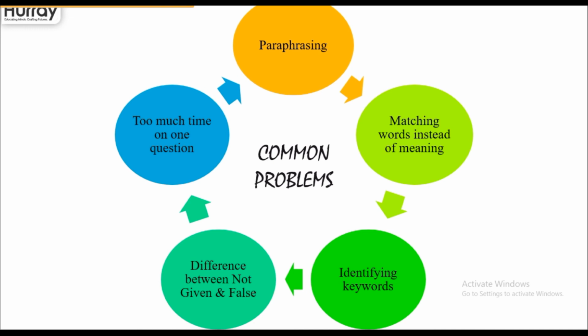Identifying keywords, again, people forget to focus on the subject of the sentence and check what the verb is describing. At times, people cannot figure out the difference between not given and false. False indicates a contradictory or opposite meaning, whereas not given refers to information that is completely missing or completely different. As a result of this, people tend to spend too much time on one question.